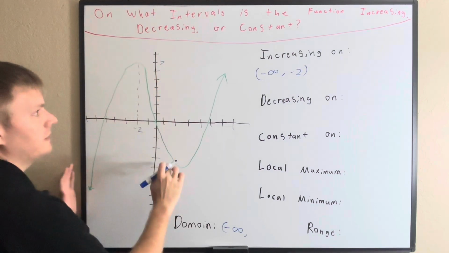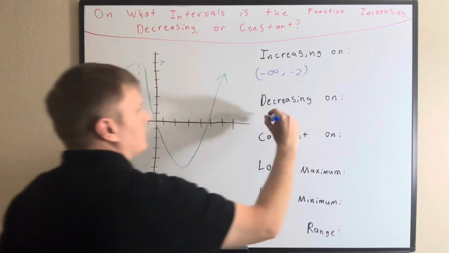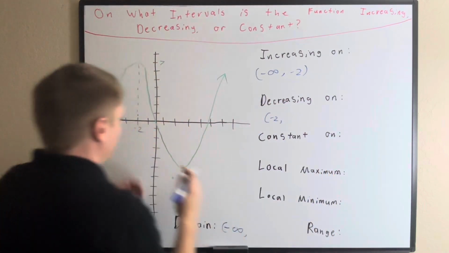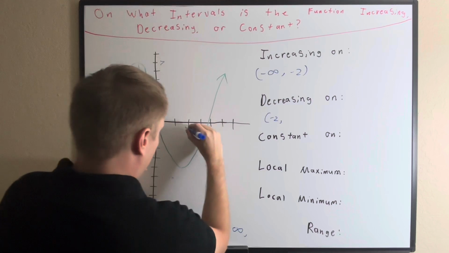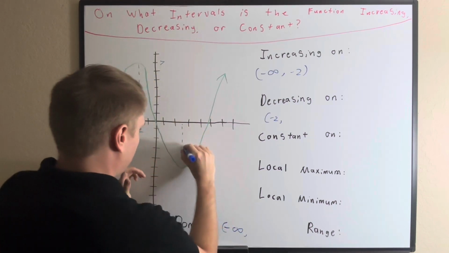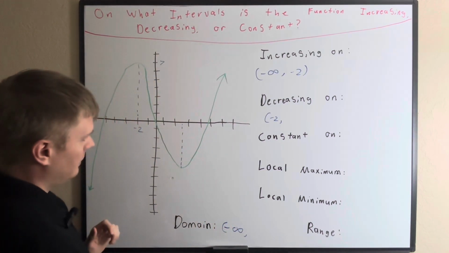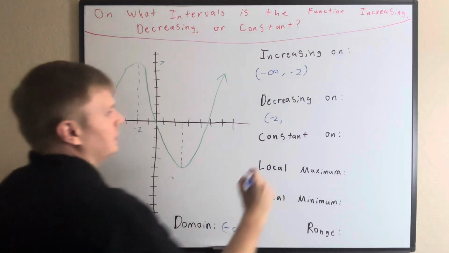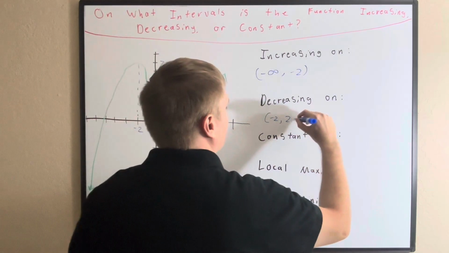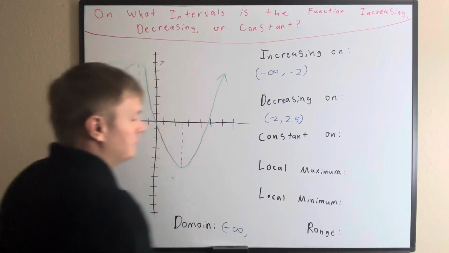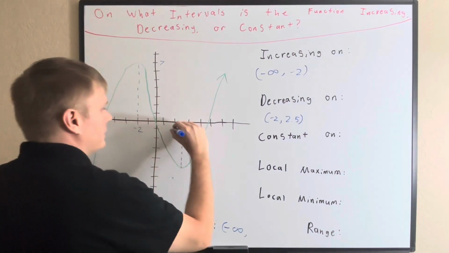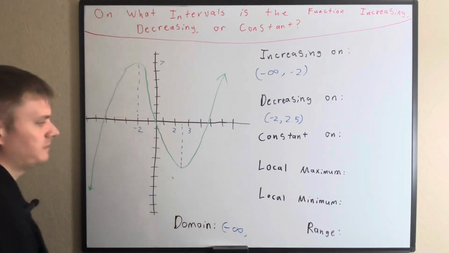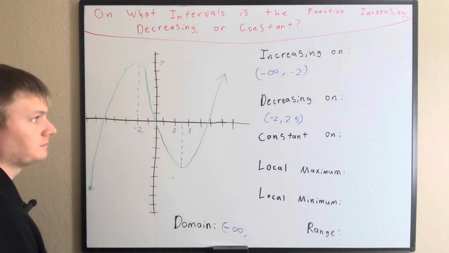Then we start decreasing, right? From -2 to where? Let's say 2 and 2.5. Yeah. Positive 2.5. And sometimes you might get an answer like that. You know? It's right in between 2 and 3. All right.